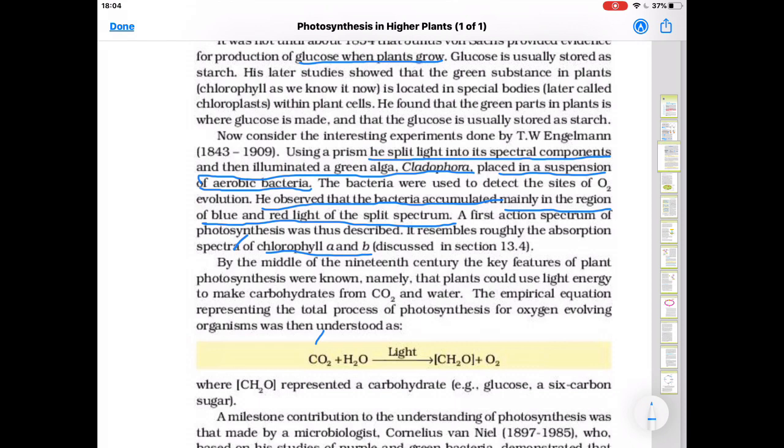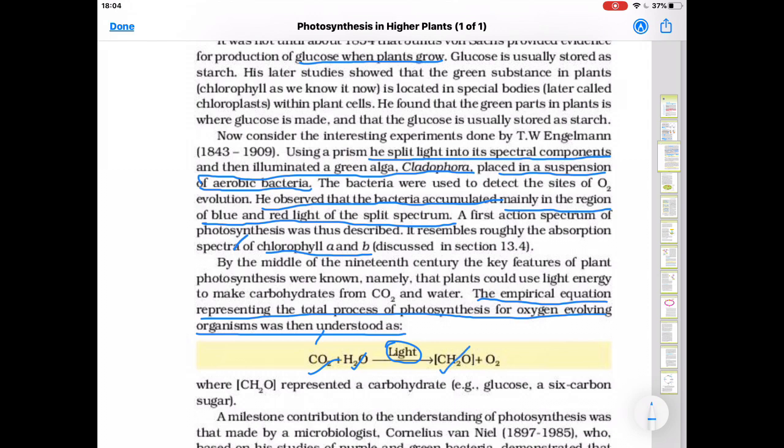The empirical equation representing the total process of photosynthesis for oxygen evolving organisms was then understood as carbon dioxide plus water in the presence of light forms CH2O plus oxygen, where CH2O represents a carbohydrate.